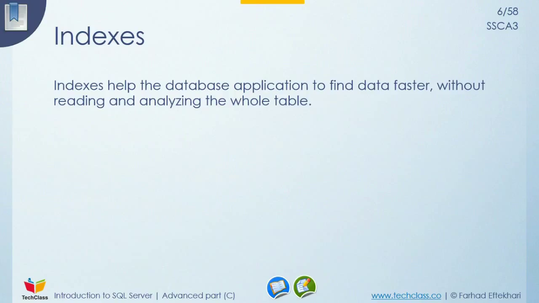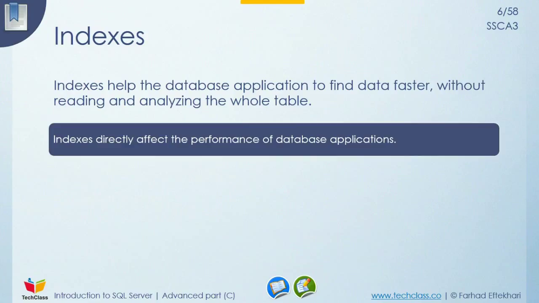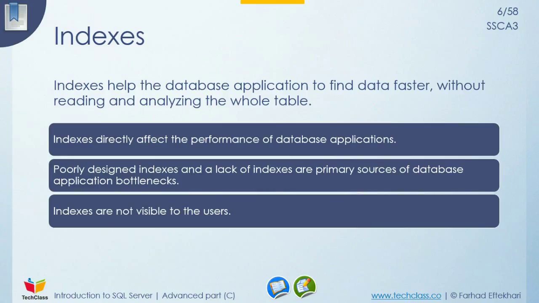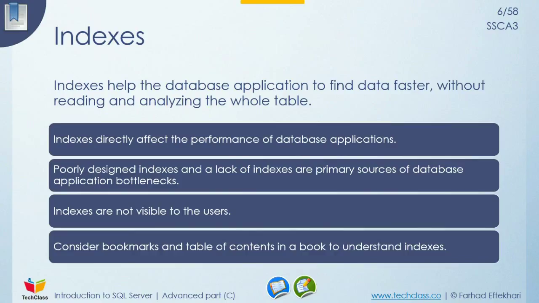Now let's get familiar with the first topic of this part of the course. Indexes help the database applications to find the data faster without reading and analyzing the whole table. So indexes directly affect the performance of database applications, and of course poorly designed indexes and a lack of indexes are primary sources of database application bottlenecks. And indexes are not visible to the users, so they are only for the database to take advantage of using them. And consider bookmarks and table of contents in a book to understand indexes.